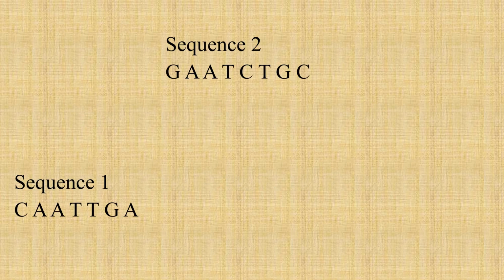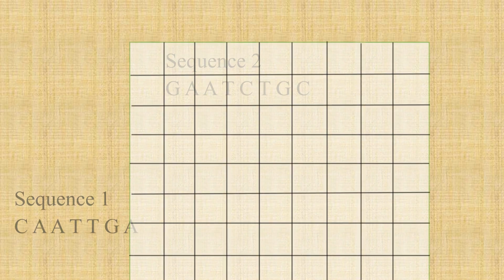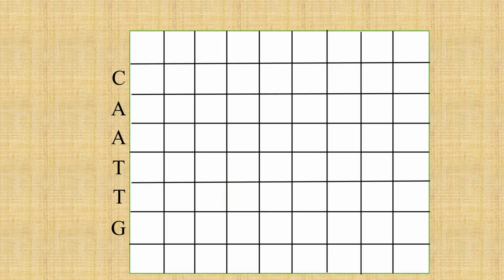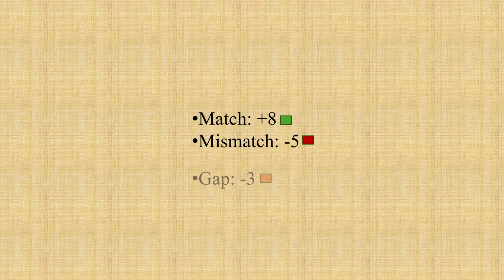So here we have two sequences we're going to be aligning. The first sequence runs down the left side, and the second sequence runs across the top of the matrix. In global alignment, we compare both sequences from start to finish. Before filling the matrix, we define a scoring scheme. In this example, a match scores +8, a mismatch scores -5, and a gap scores -3. These three values determine every number in the matrix.